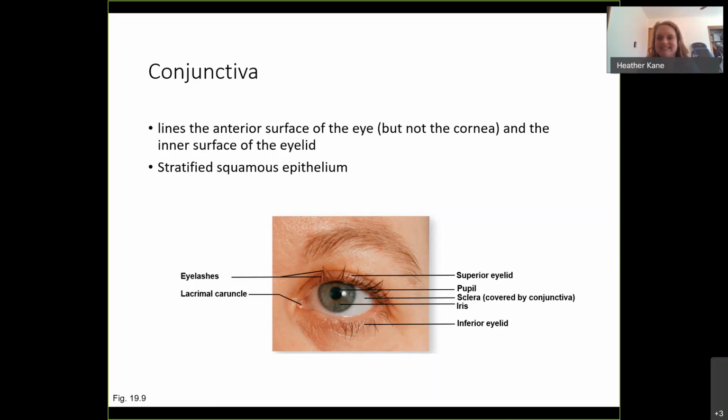Stratified means multiple layers. Good. And then squamous. So what does squamous mean? Like squished and disc-like. Yeah, exactly. So flat, squished, disc-like. So this type of cell is made up of stratified squamous epithelium. Epithelia is that tissue that is going to be made up of lots and lots of cells. Not a whole lot of anything else, just basically cells on top of cells.